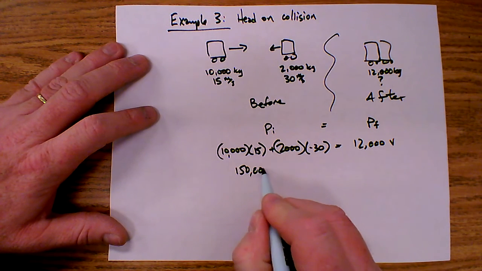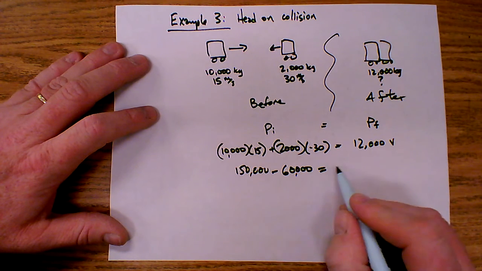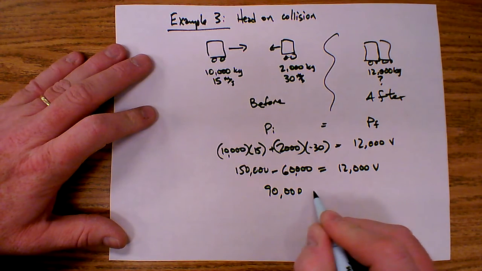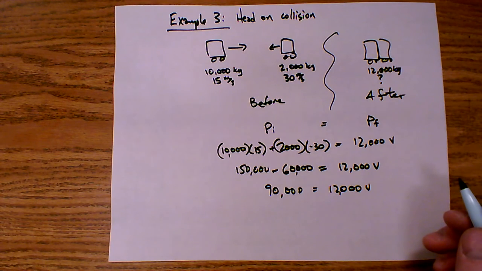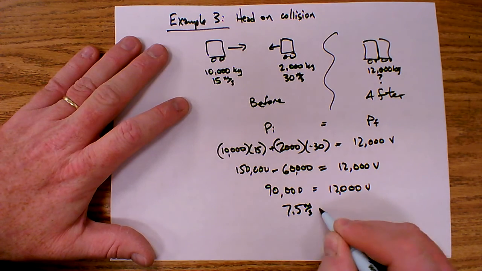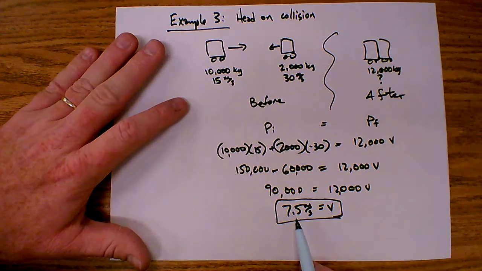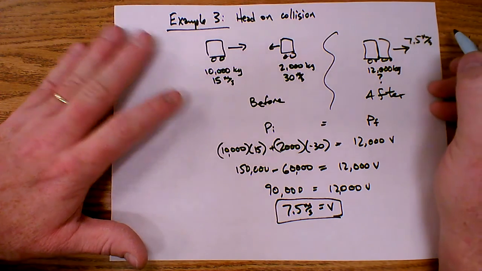So this becomes then 150,000 minus 60,000 equals 12,000 V. So that's 90,000 equals 12,000 V. I simply divide 90,000 divided by 12,000, and I get 7.5. Notice that my answer is positive. That means that after they stick together, they're still moving to the right at 7.5 meters per second.